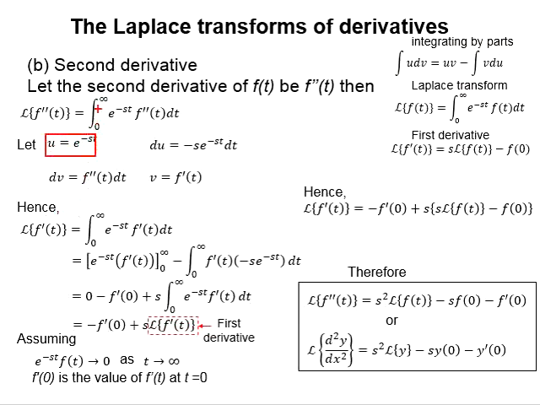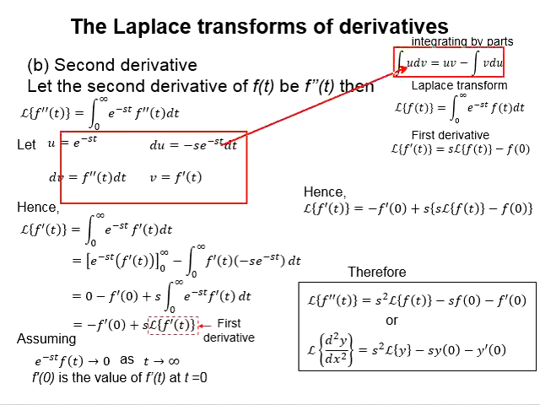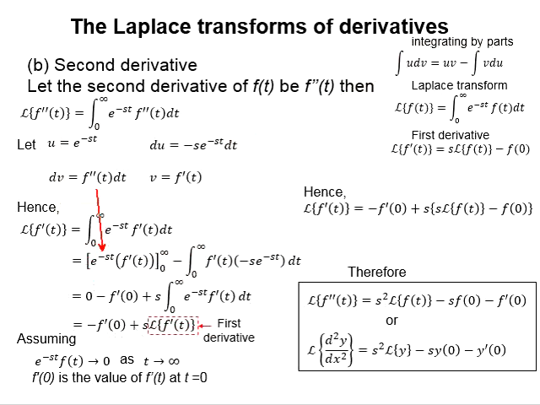Let u equal e to the power of negative st, while the remaining will be the dv. Having the u, differentiate the u to obtain du in terms of dt, and having the dv, integrate it, you get v. Substitute the relevant values into the formula of integration by parts, uv minus integral of v du, you will obtain this. And if this is rewritten, it will become this.